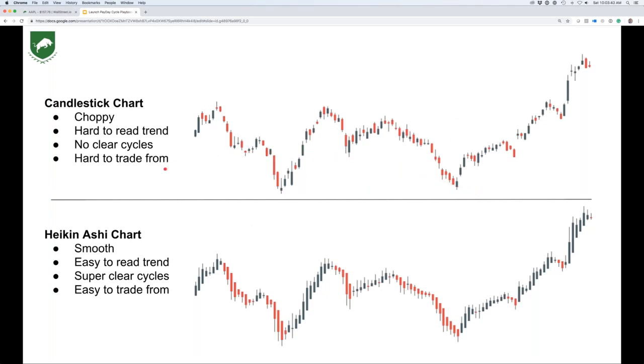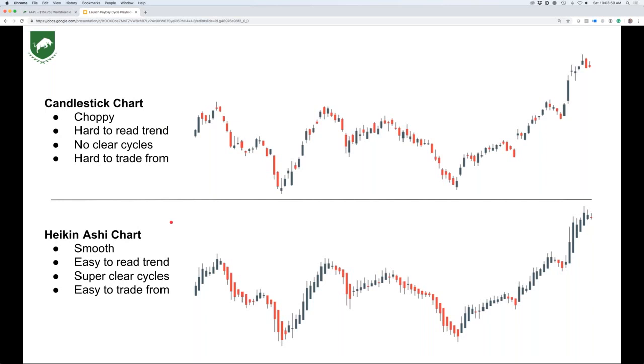And what we're going to use to get started is something called the Heikin-Ashi chart. What I've done here is I've put both types of charts that you're probably familiar with, the regular candlestick chart on top of the Heikin-Ashi chart, so you can visually see some of the main differences between them.